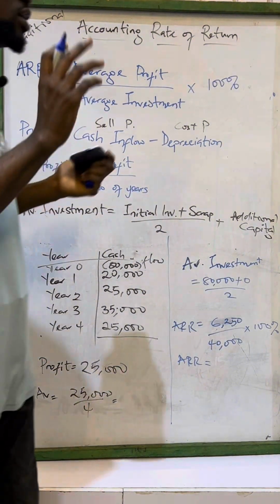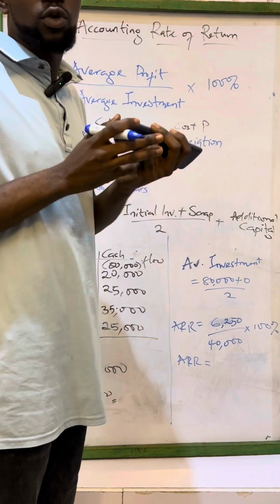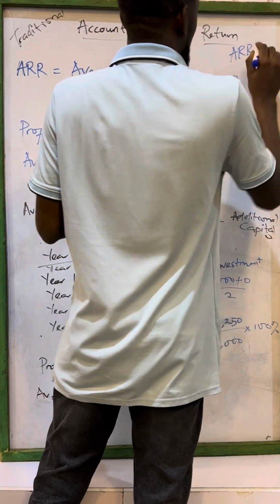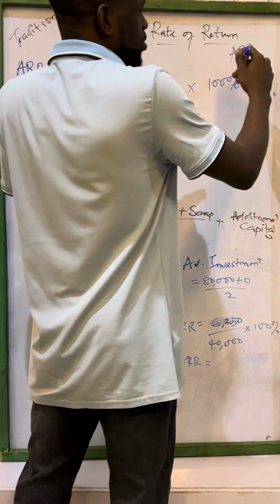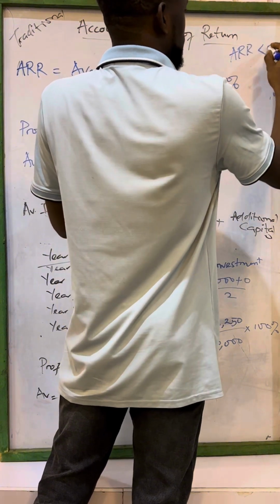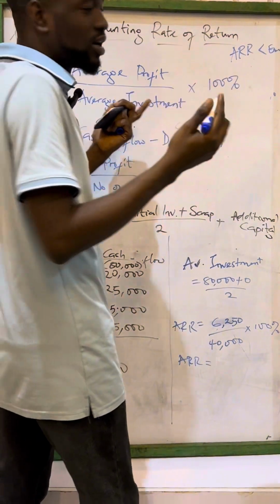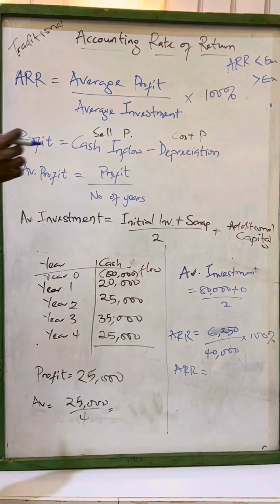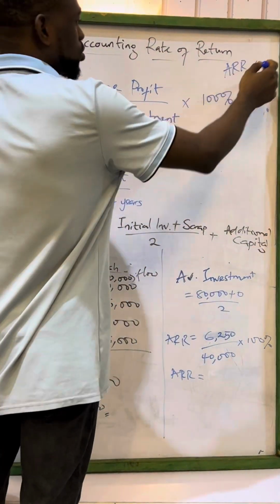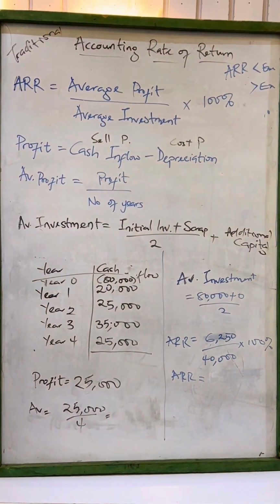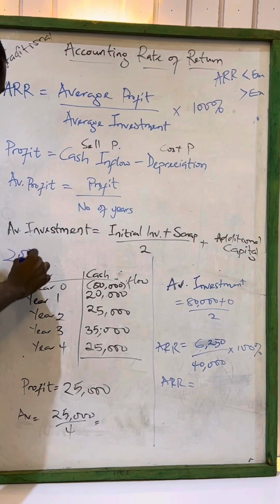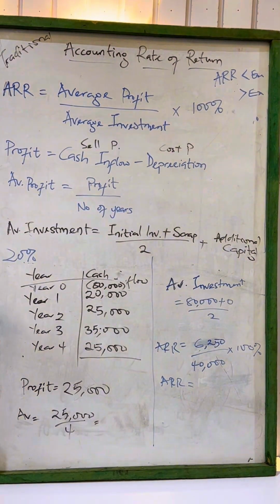So the same way we had for our net present value, if it is positive you can accept the project, and if it is negative you can reject. Also we have that for our ARR. If your rate is below your expectation, if it's less than your expectation, you reject, and if it's greater than your expectation you accept. So that's just the concept behind this. That is your ARR that you get. So let's take for example this. If this man requires a rate of 20% on this investment, should he go into this investment or not?